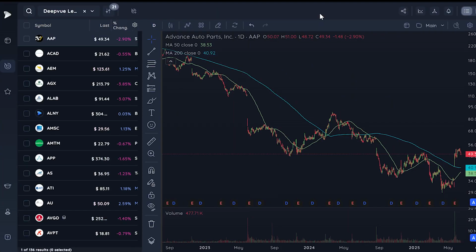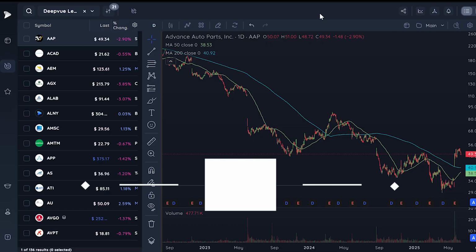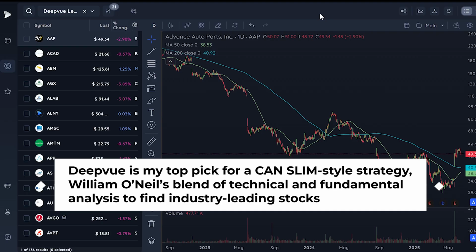This is a really powerful and flexible screener that works for a variety of different strategies. I'd recommend it for everything from day trading to swing trading to active investing. And I really like DeepView the most of all for CAN SLIM active investing strategy. This is William O'Neill's strategy that you'll find in platforms like Investor's Business Daily MarketSurge.